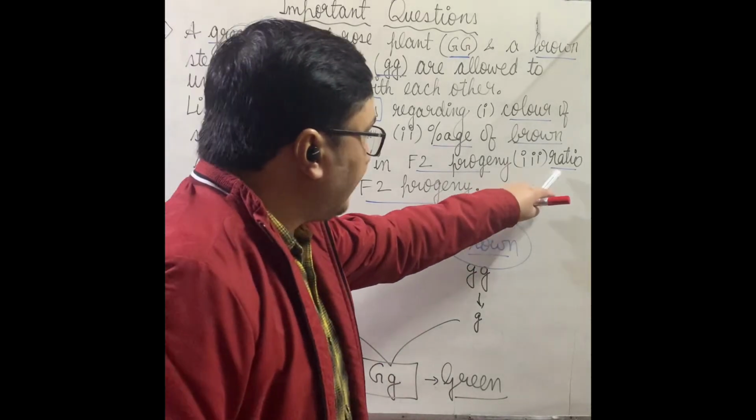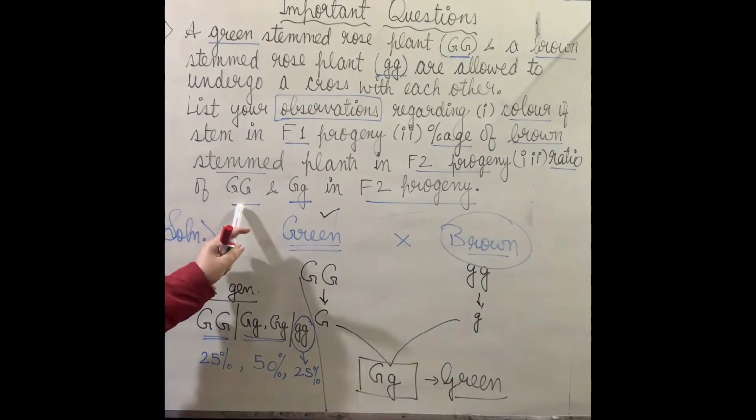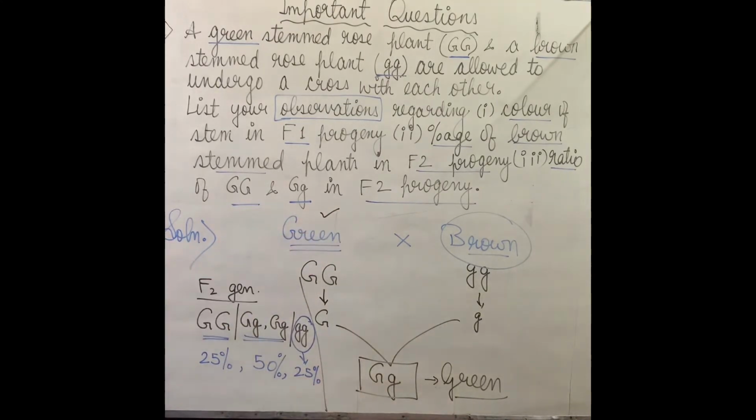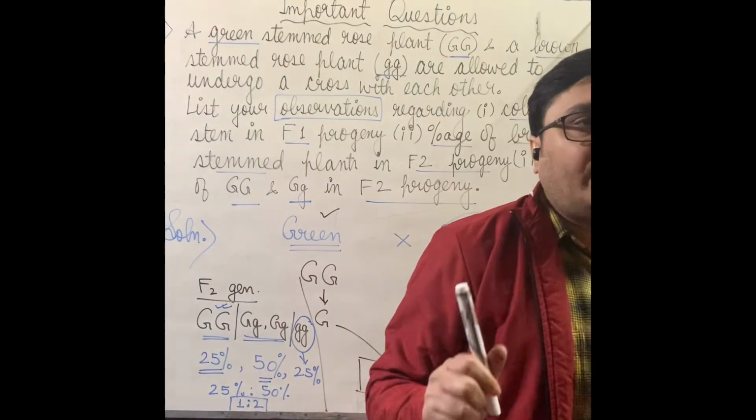Next is the ratio of capital G capital G and capital G small g in F2 progeny. So what will be the ratio? Capital G capital G is 25% and capital G small g is 50%. So the ratio is going to be 25% is to 50%. That means it is going to be 1:2. This is the ratio, 1:2. Fine.